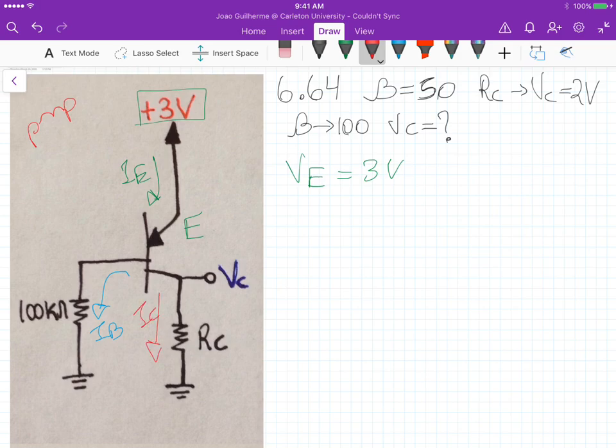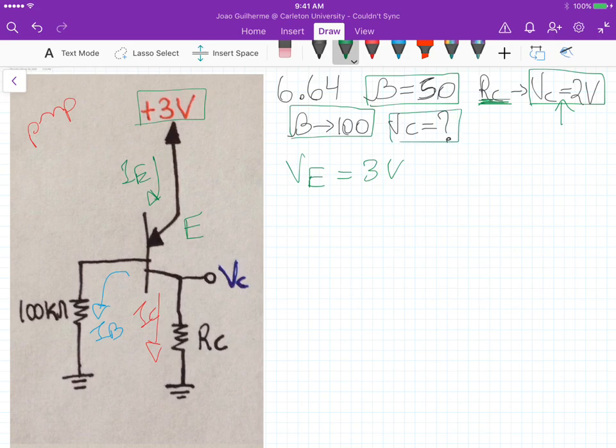And in this particular problem, we know that beta is 50. The common emitter current gain is 50. And we want to design the collector resistance so that VC is equal to 2 volts. Okay, we can start, and after that we are going to change the value. So once we know the value of RC for this to be true, we are going to change the BJT. Suppose we change for a BJT that has a beta equal to 100 now. What is the value of VC? What's happening to the circuit once we change the transistor?